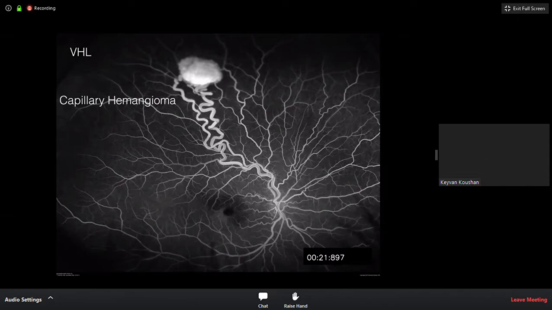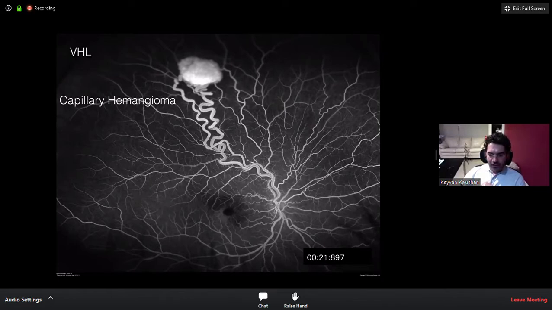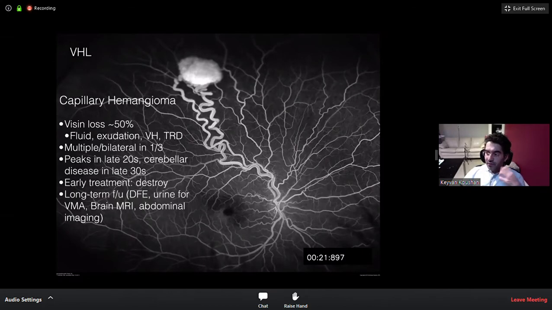Yeah, this is important because if you see this, you've got to treat the eye because, as Aaron just mentioned, you can have vision loss. Capillary hemangioma, 50% can have vision loss from those. It can rupture, cause VH, traction, detachment, exudation. In a third of cases this can be bilateral and multiple, and those cases are usually associated with VHL syndrome. So not every capillary hemangioma is VHL. Remember that. It can be in isolation as well.